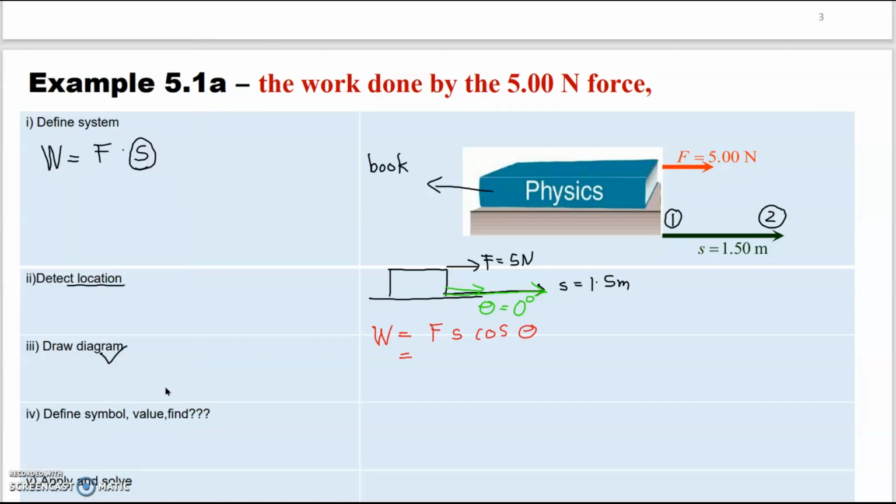Therefore, substitute all the information inside the formula: 5 multiplied by 1.5 cos 0 degree is equal to 5 times 1.5 times 1. It is 7.5 joule. So guys, it is positive work done, which means the work is being done on the system, because of the external force applied.